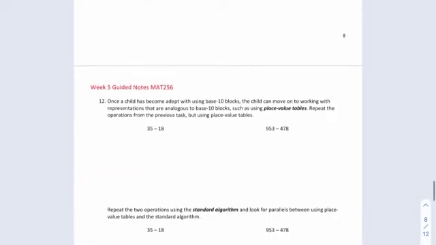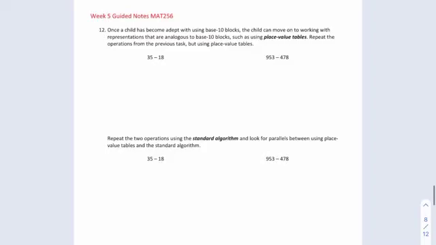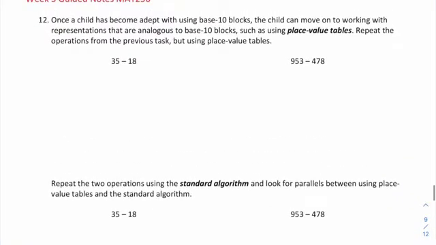Okay, let's do this kind of subtraction using different kinds of models. Using place value tables, 35 minus 18. So let's first do a representation of 35. This you might find easier to do. We have 35 and we want to remove 18.